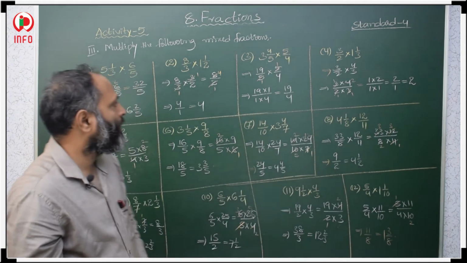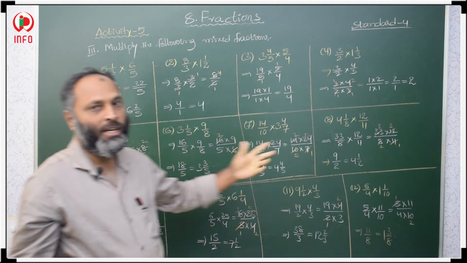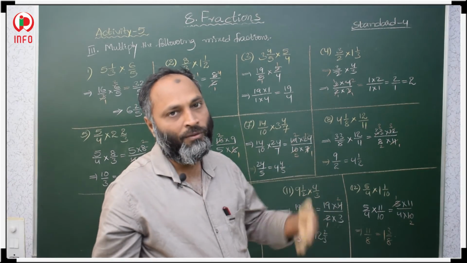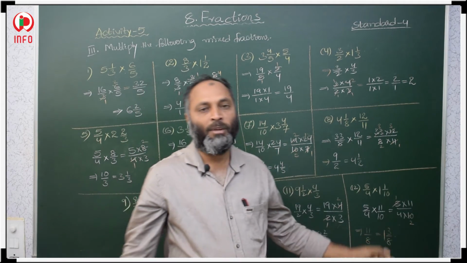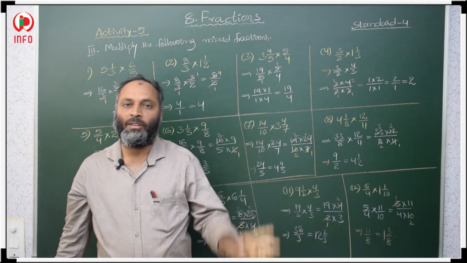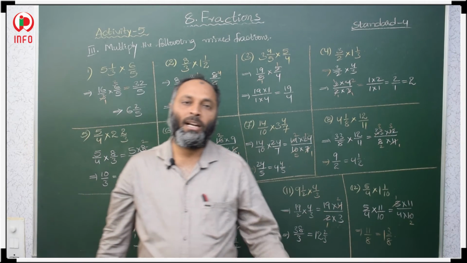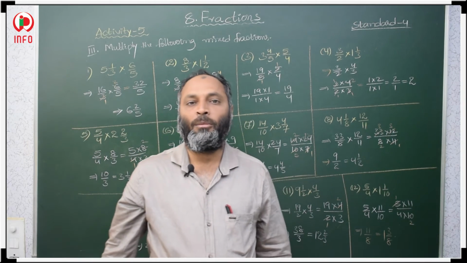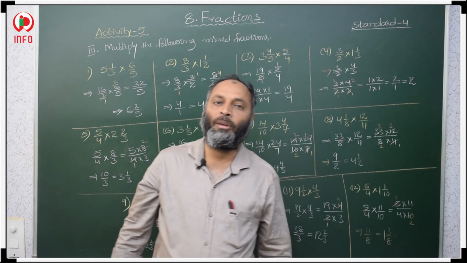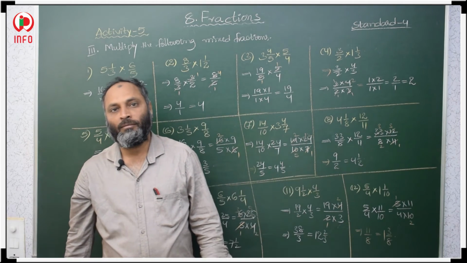So in this way we have to first convert mixed fractions into improper, then after that the procedure is same. So multiply, if any common factor is there, we have to cancel with that, and after that we have to multiply numerator with the numerator and denominator with denominator. Okay.